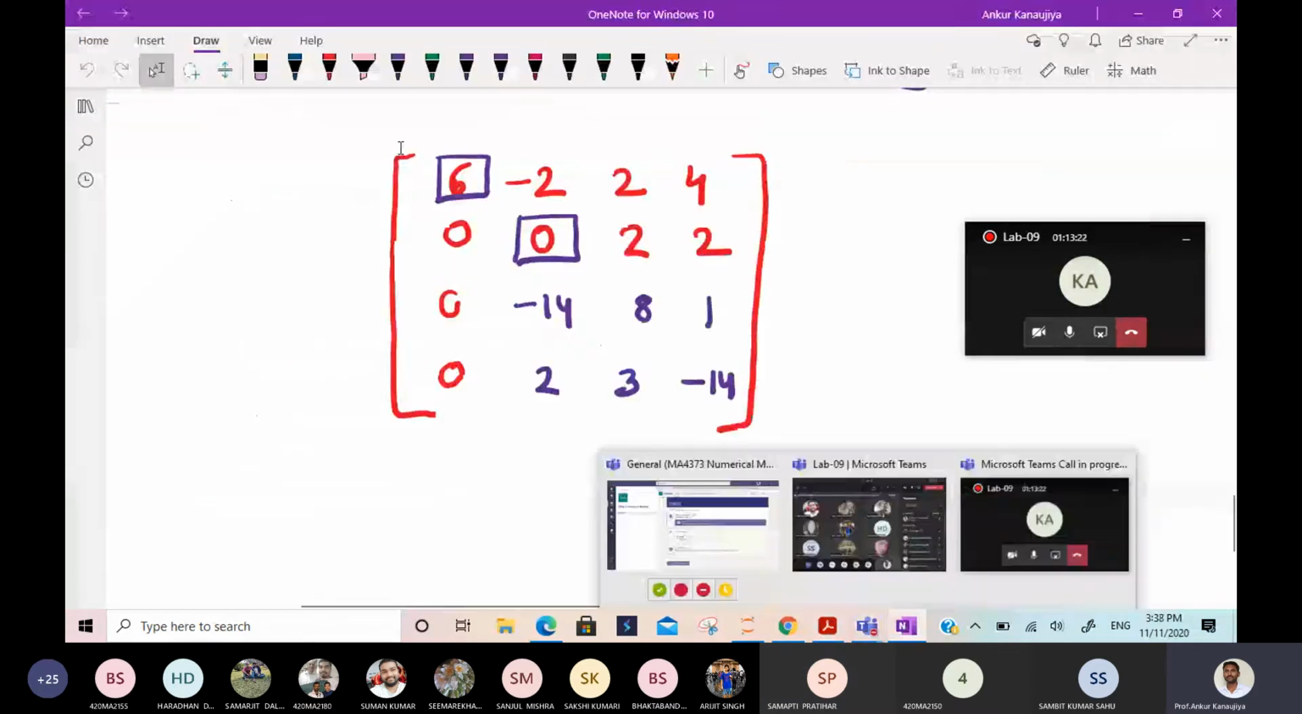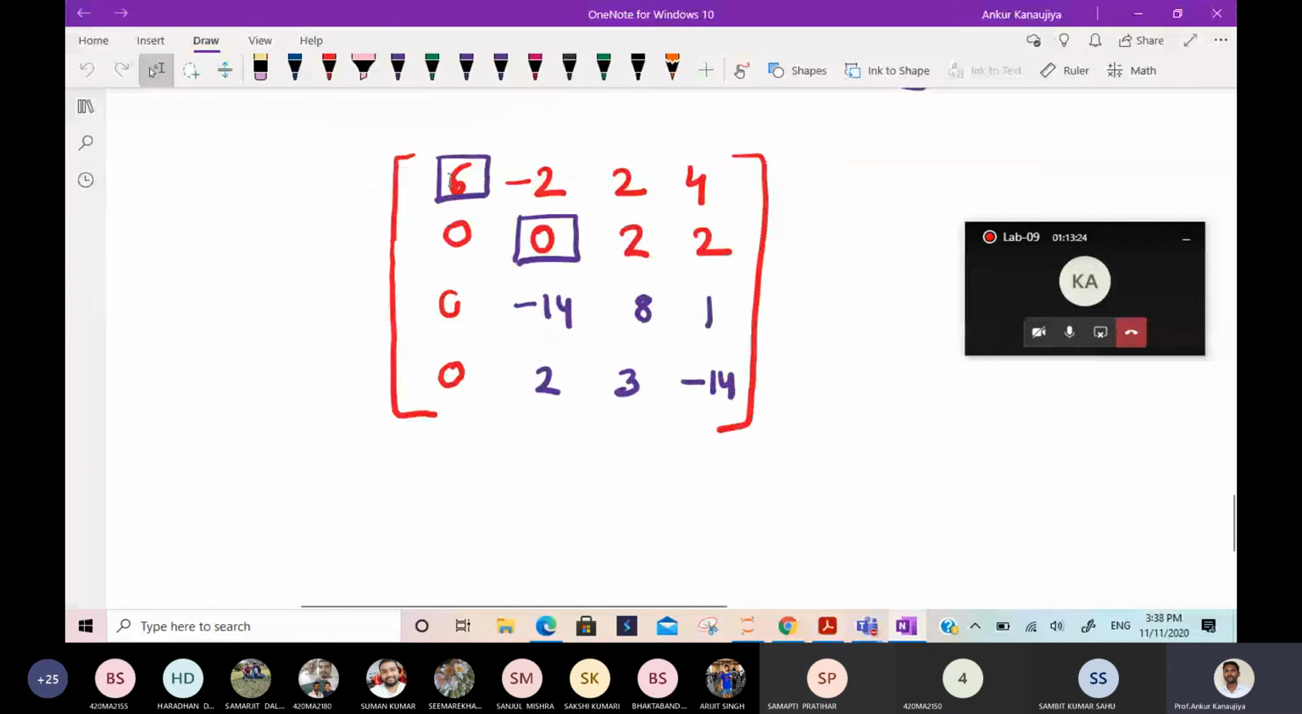So for this first entry here, once we are doing complete pivoting, first we'll search where the maximum value is. Can you tell me in this whole matrix where the maximum modulus is? And which entry? -14. Yeah, minus 14 is there. But which place? There are two minus 14s. So 3, 2, and 4, 4.